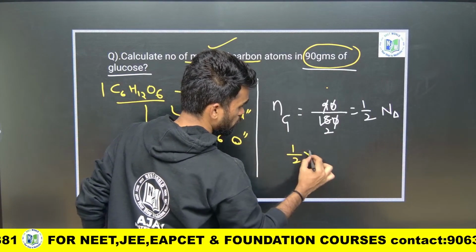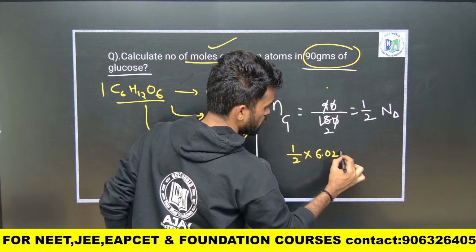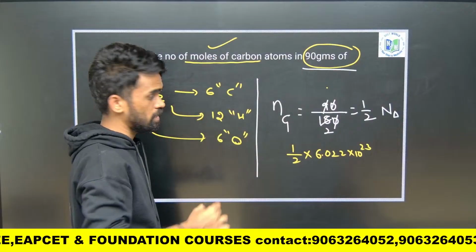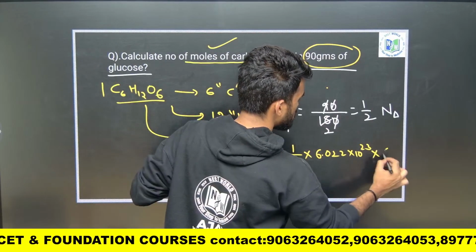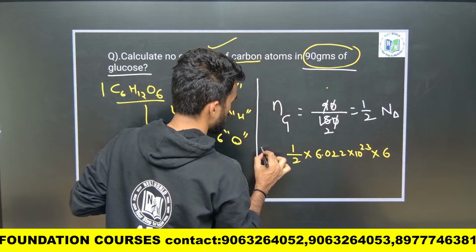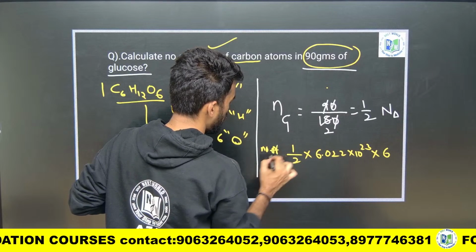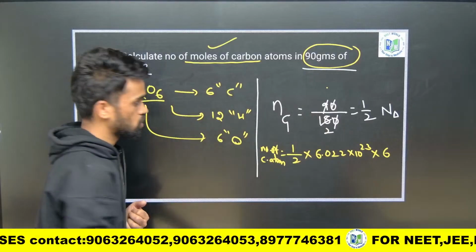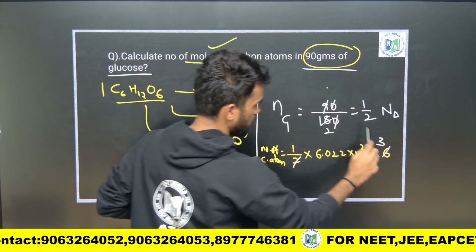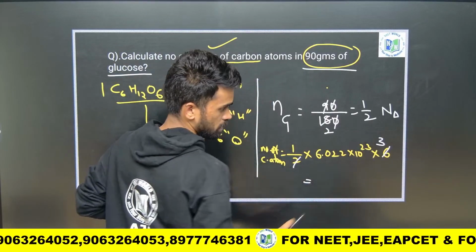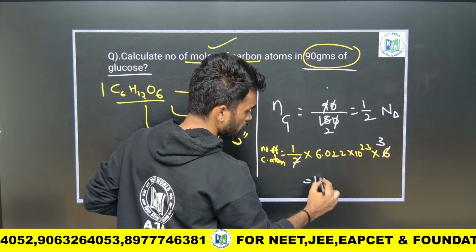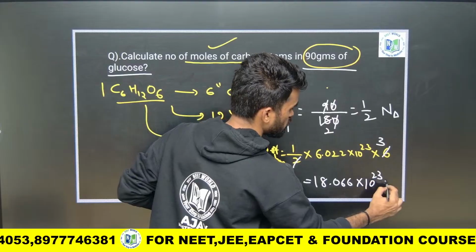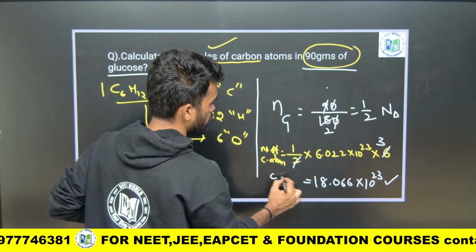So 1 by 2 into Na, meaning Avogadro number, 10 power 23. This many glucose units are there. So in 1 unit we have 6 carbons. So the number of carbon atoms is 3 times the Avogadro number. So how much is it? 3 into 6.022 is 18.066 into 10 power 23. So this will be our answer for the number of carbon atoms.